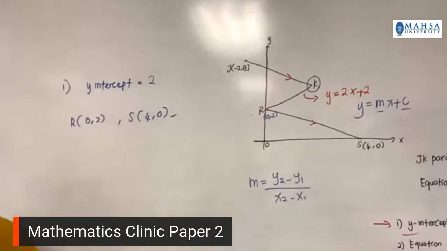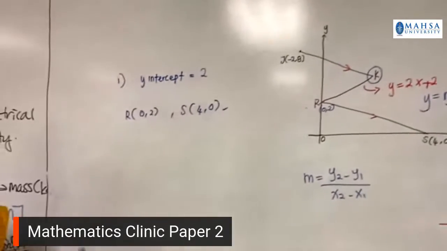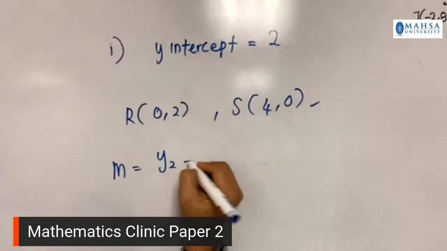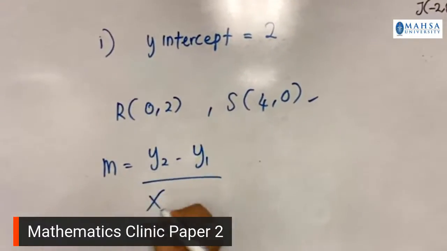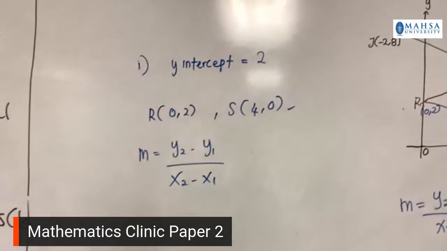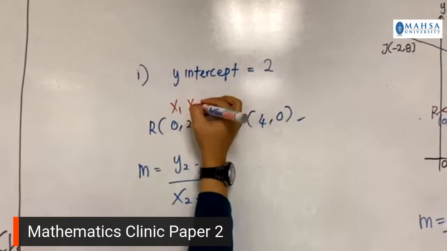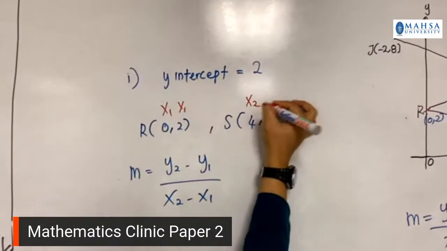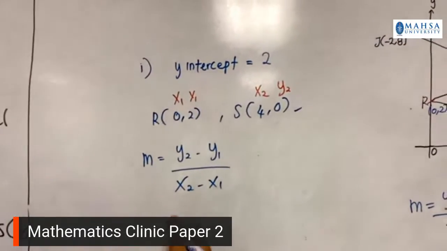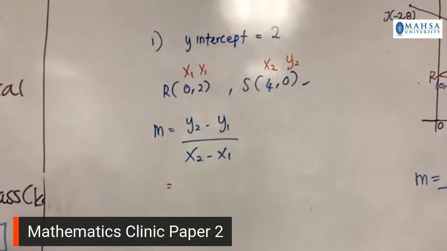So look at the formula. The formula is m equal to y2 minus y1 over x2 minus x1. Usually I will label first: what is your x1, what is your y1, what is your x2, what is your y2? So it's like a puzzle. You just sub in x1, y1, x2 and y2.